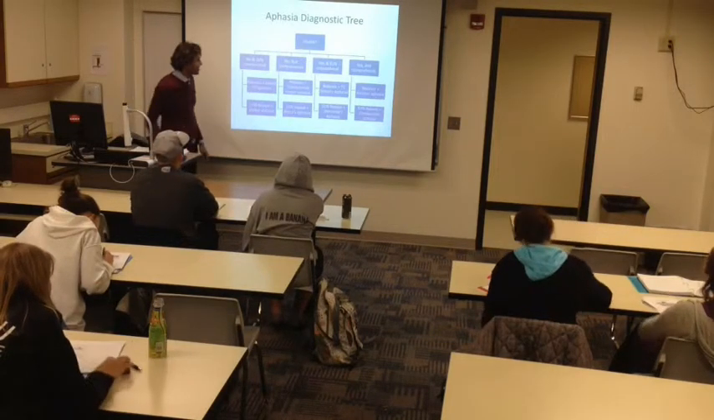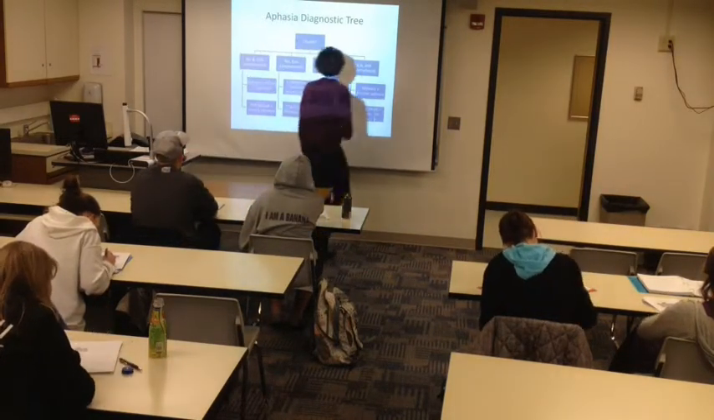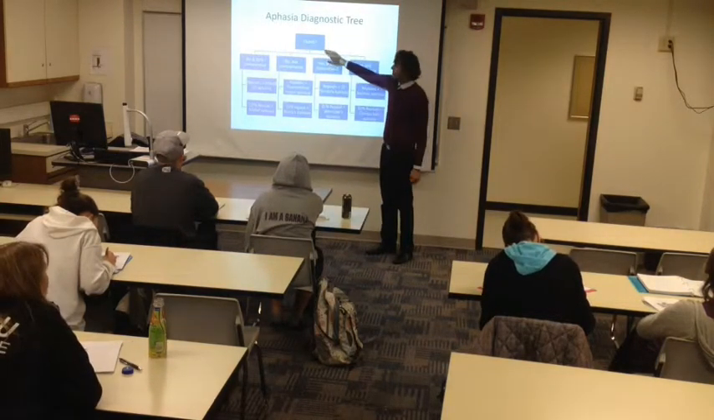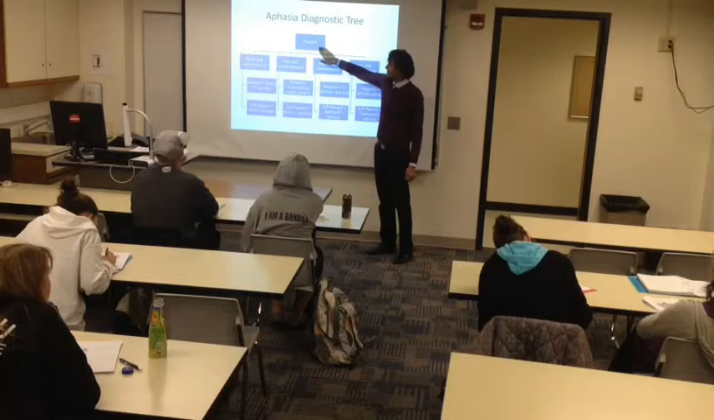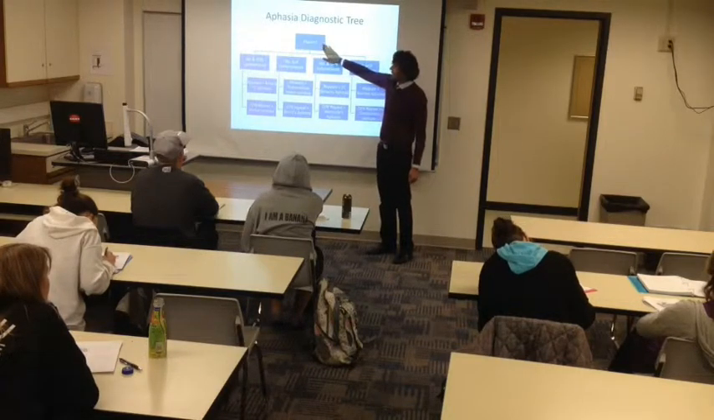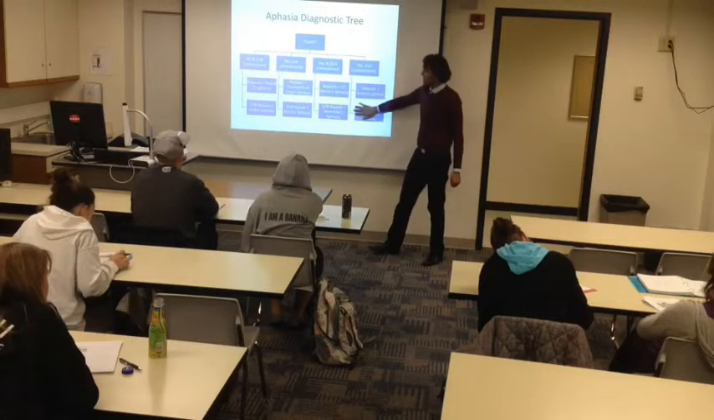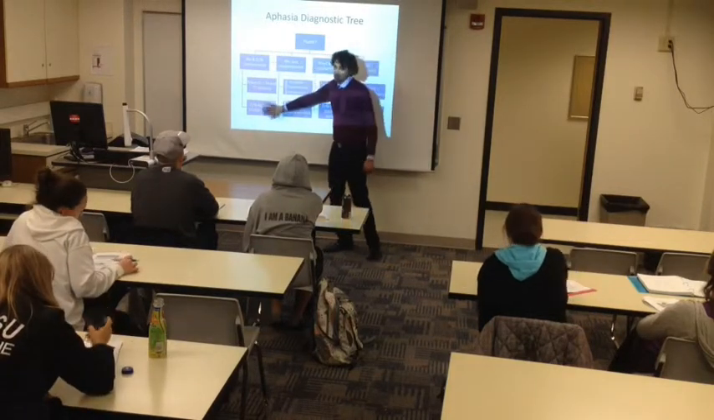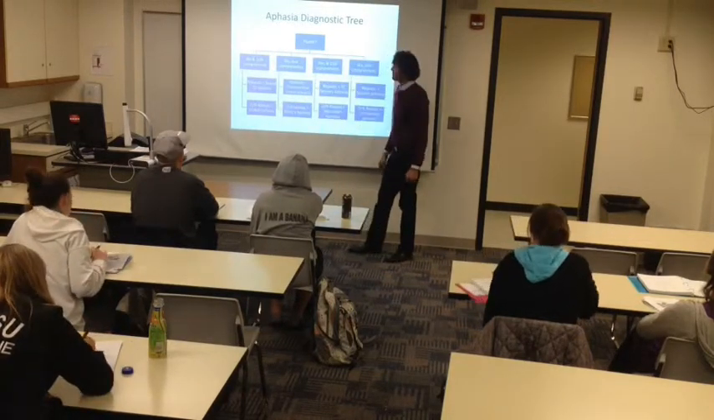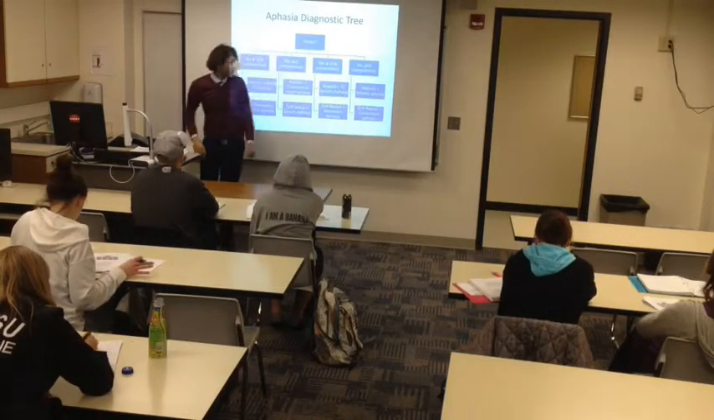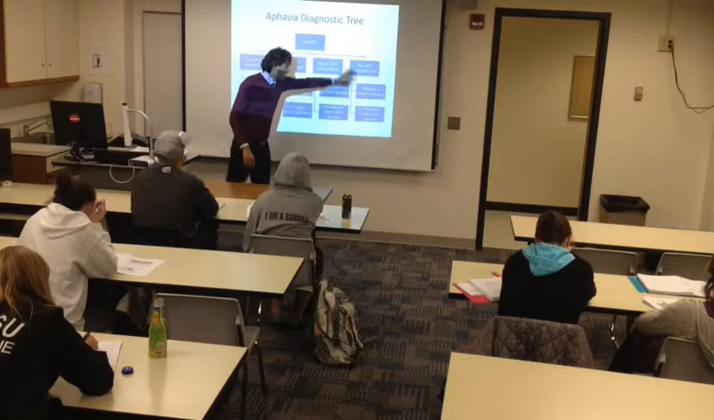So let's skip this slide for a second. Here's a diagnostic tree that basically incorporates all that information. So when you're diagnosing aphasia in the classical picture, the first question you ask is, is the person fluent? If they're speaking fluently, then it's a sensory aphasia. If they're not speaking fluently, then it's a motor aphasia.